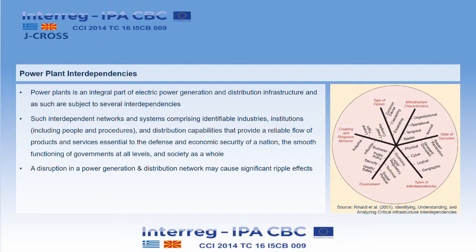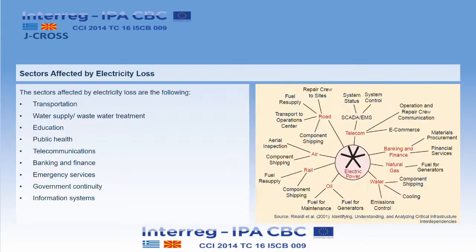A disruption in a power generation and distribution network may cause significant ripple effects. The sectors affected by electricity loss are the following: transportation, water supply and wastewater treatment, education, public health, telecommunications, banking and finance, emergency services, government continuity, information systems.